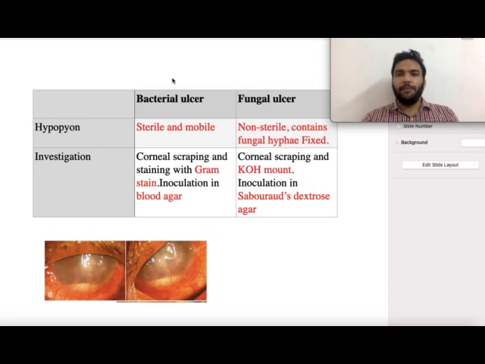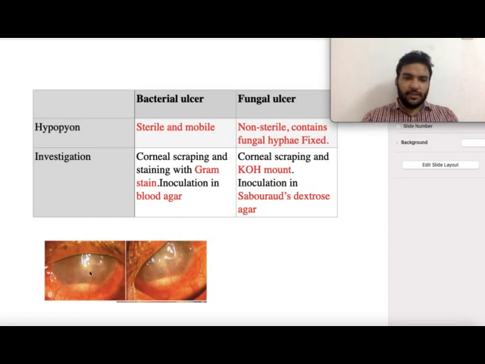That is immobile. Whereas bacterial ulcer, it will be sterile and mobile. The reason being, the bacteria cannot penetrate an intact Descemet's membrane. So our body will produce cells, immune reactions, that will be seen as a hypopyon. If you take the anterior chamber tap of this hypopyon and send it for culture, there will be no growth because it's all our WBCs there. And it will be mobile because these are cells, they can move.